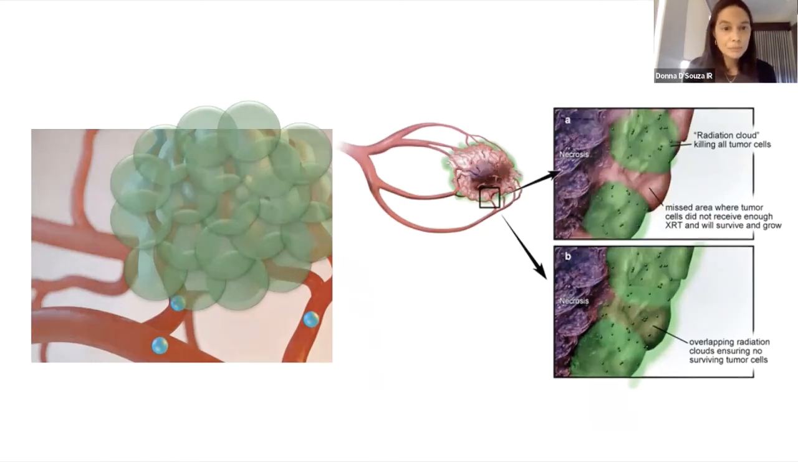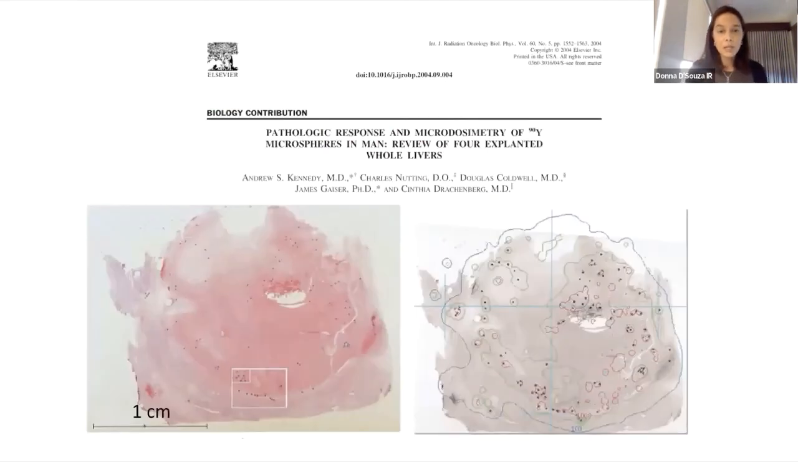And the problem actually lies in the fact that the bead distribution, as you've already heard, is very, very heterogeneous, which has been shown in pathologic specimens. And so you can see here, and this was a resected specimen.